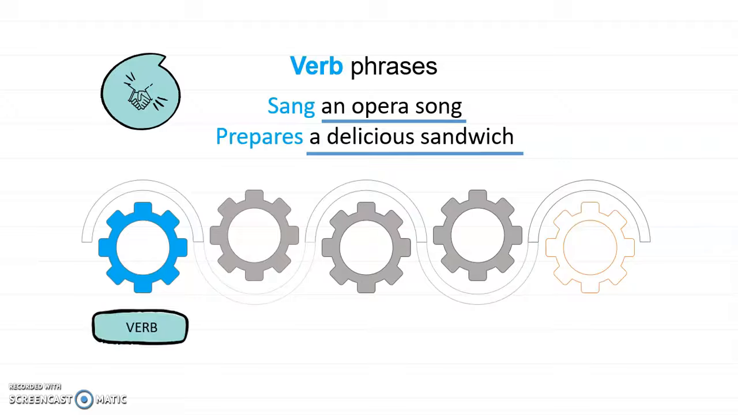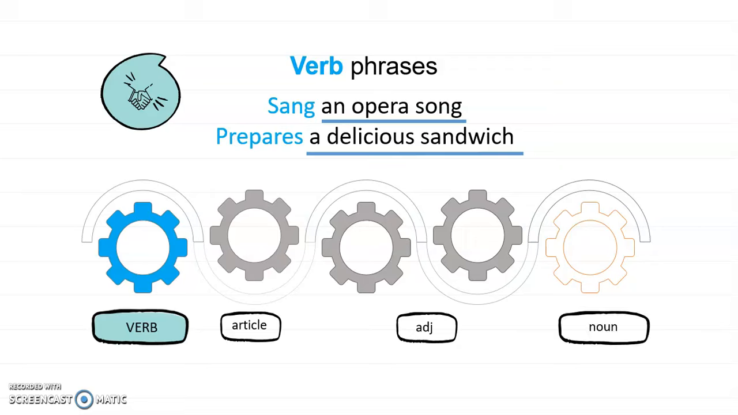The verb goes at the beginning in this case. Afterwards, there can be an article, some adjectives, and a noun. As you can see, this is a combination between a verb and a noun phrase.